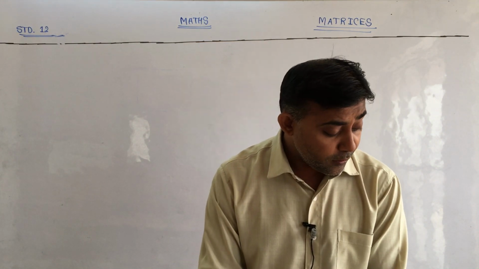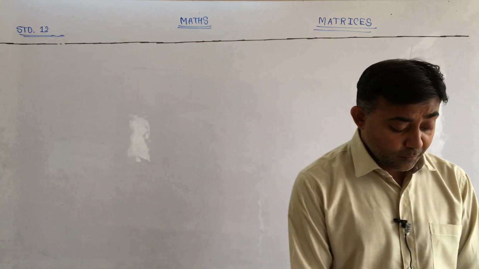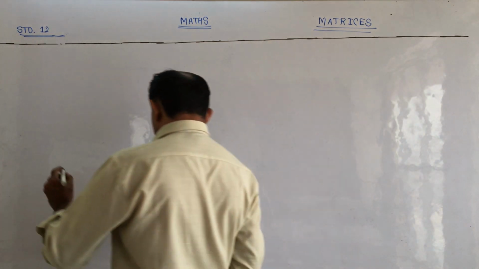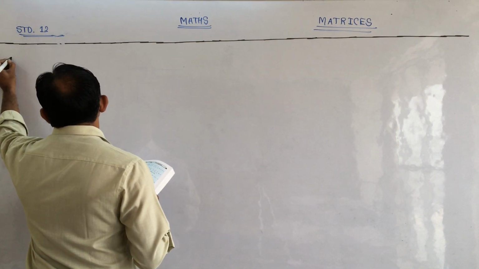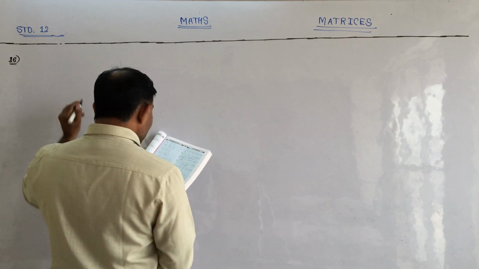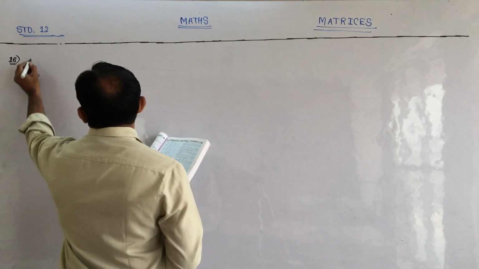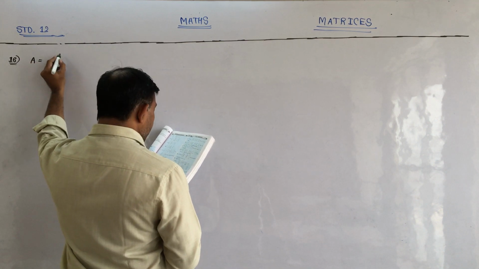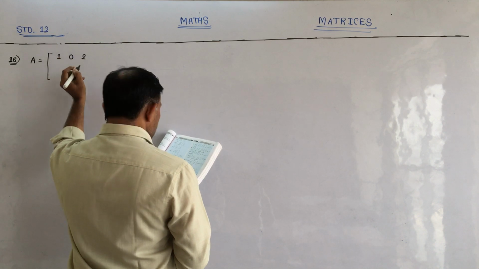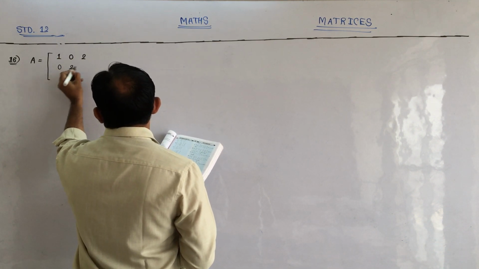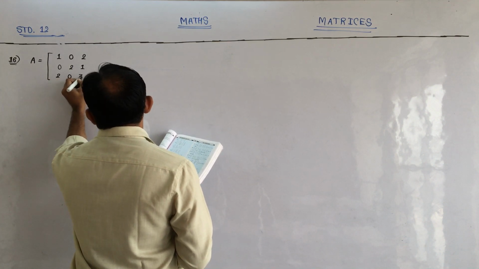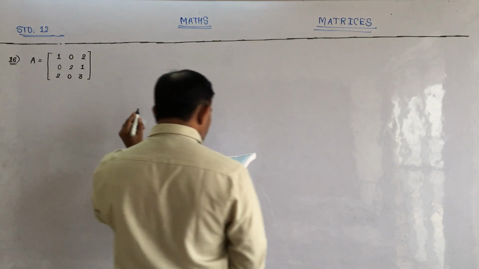So let us start today's lecture with this question, which is question number 16 as per your exercise 3.2. So example number 16, let us start. A matrix A is given as 1 0 2 as the first row, 0 2 1 as the second row, and the third row is 2 0 3. This is the given matrix.